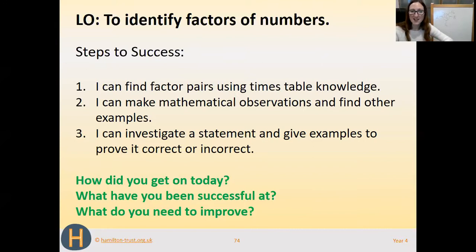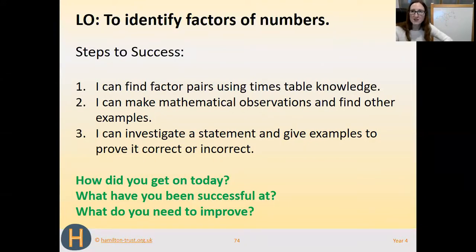Let's take a moment now to just check, how have we got on today? How are you feeling about factors of numbers? Make sure you think about what you've been successful at, how well you've presented it, how well you've worked through logically to find all of the factor pairs.